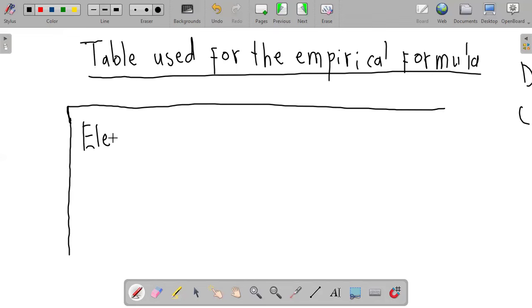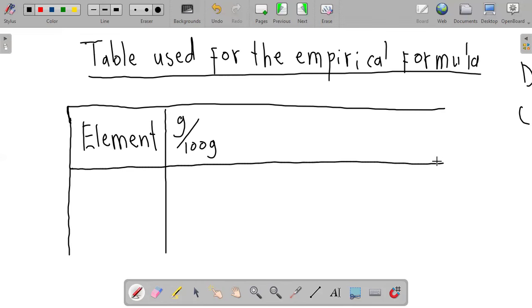We have element. So in this column, that's where you write down your elements. And then we have G over 100G. So this is going to be a percentage. All the percentages come in this column here. And then the third column here is the number of moles. We say M over M, capital letter. The capital letter is obtained from the periodic table.